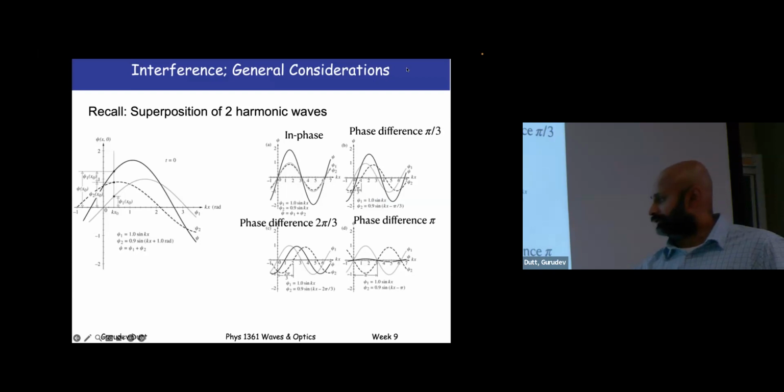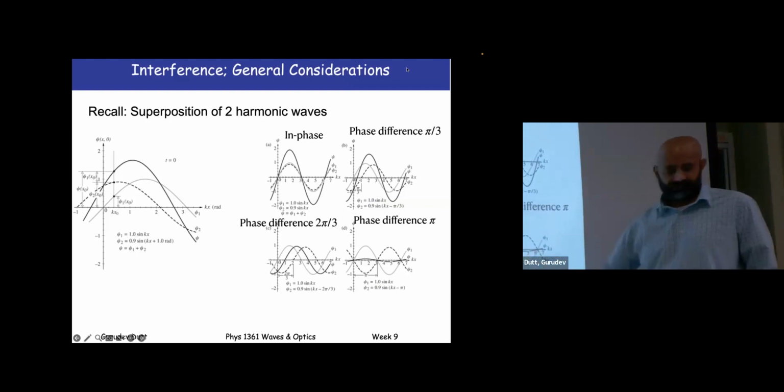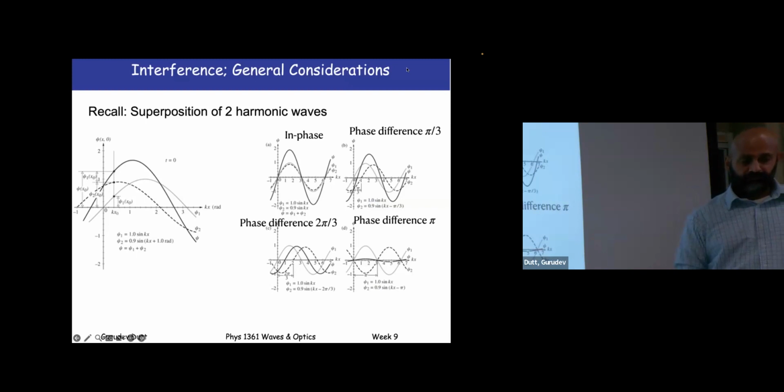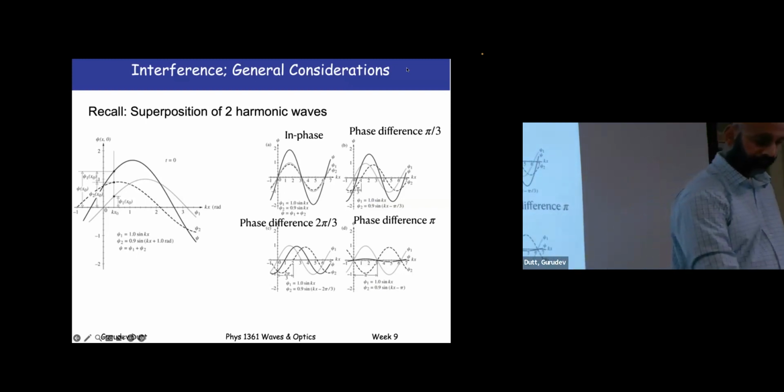The gray solid line and the dashed line are the two individual waves, and we saw this behavior. Again, if you recall, you should always know that phase differences of pi, 3 pi, etc. all result in destructive interference. Constructive interference is when they are in phase, which is a phase difference of 0, 2 pi, 4 pi, etc.